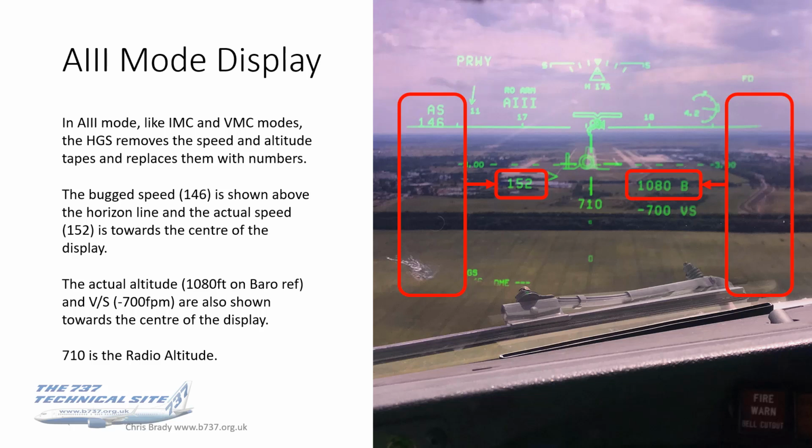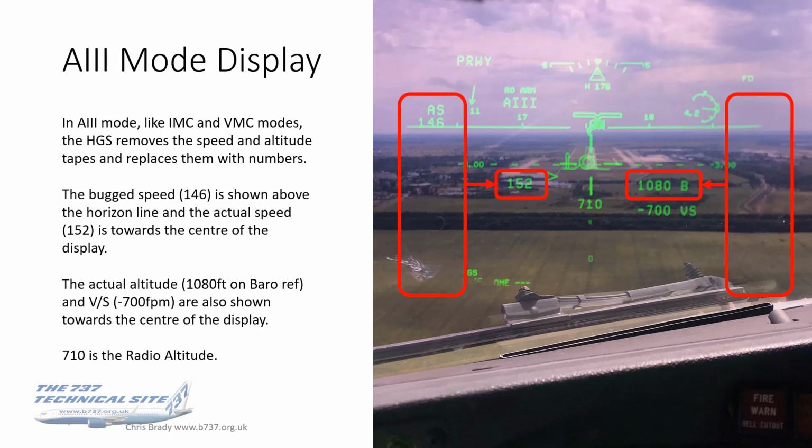With regards to speed, you can see the bug speed is actually 146, which you can see above the horizon line. The actual speed there is 152, so it's holding 6 knots fast. That, of course, is echoed by the speed bar above the flight path vector line. Remember, I said it was 5 knots for a diameter of the circle, slightly bigger than the diameter of the circle. That's your 6 knots. But the caret there is showing slightly below, so you're decelerating. So that's coming back nicely towards 146 knots.